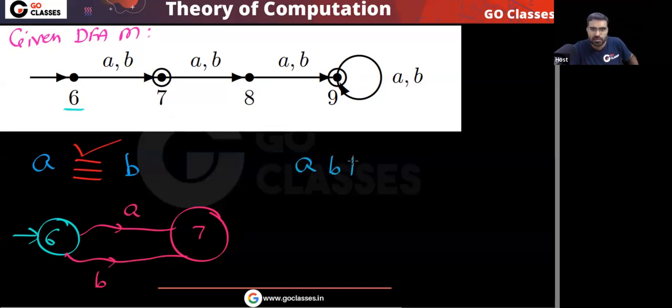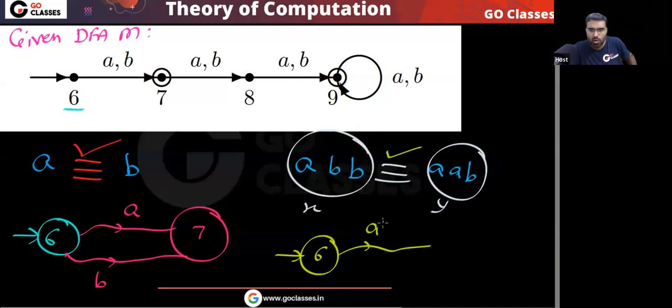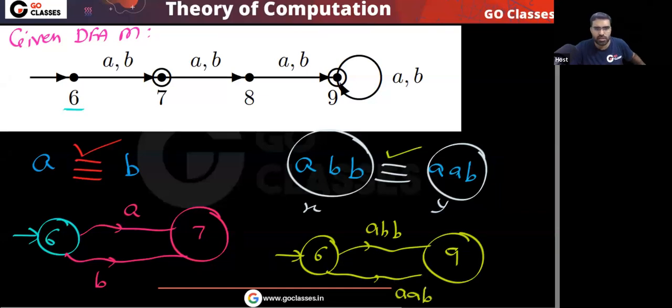Tell me about this one. What about these two strings, ABB and AAB? This is your string X and this is your string Y. Are they equivalent? Yes, again, they are equivalent, because from the initial state, your initial state is 6. From this initial state, on this string, you will go to state 9. And on this string also, you will go to state 9. So like this, you can easily see.